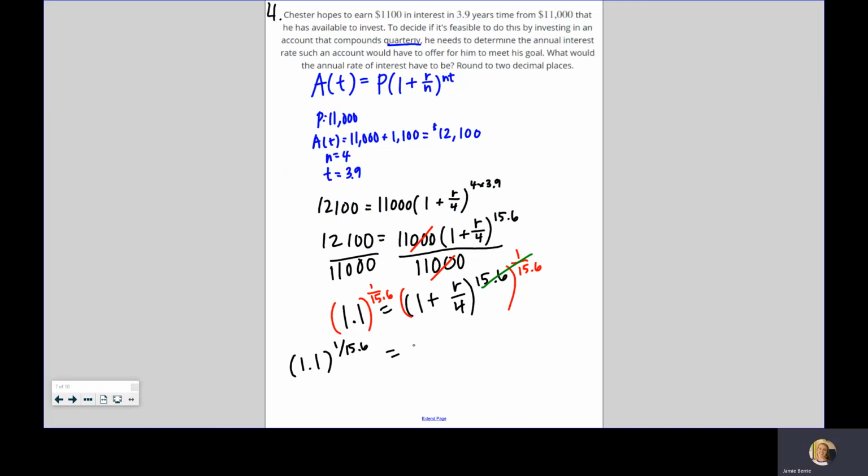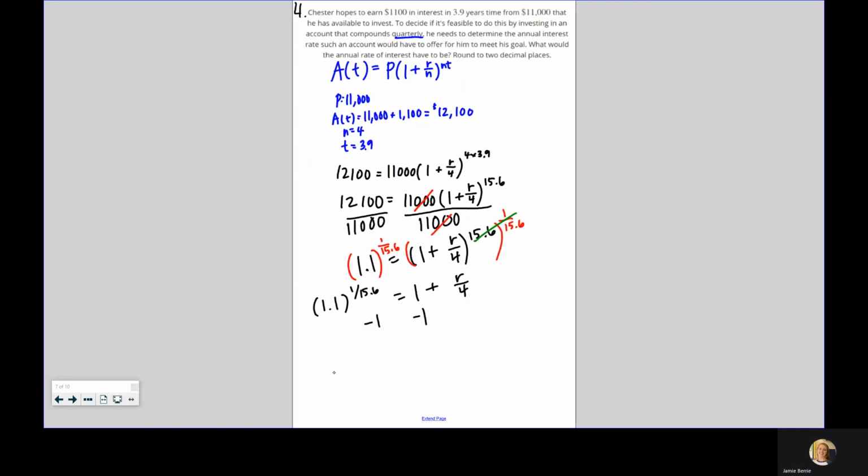On the right-hand side, we're left with just 1 plus r over 4. We're going to subtract 1 from both sides. Leave it unsimplified, just write it out. 1.1 raised to 1 over 15.6 minus 1 equals r over 4. All right, then multiply both sides by 4.